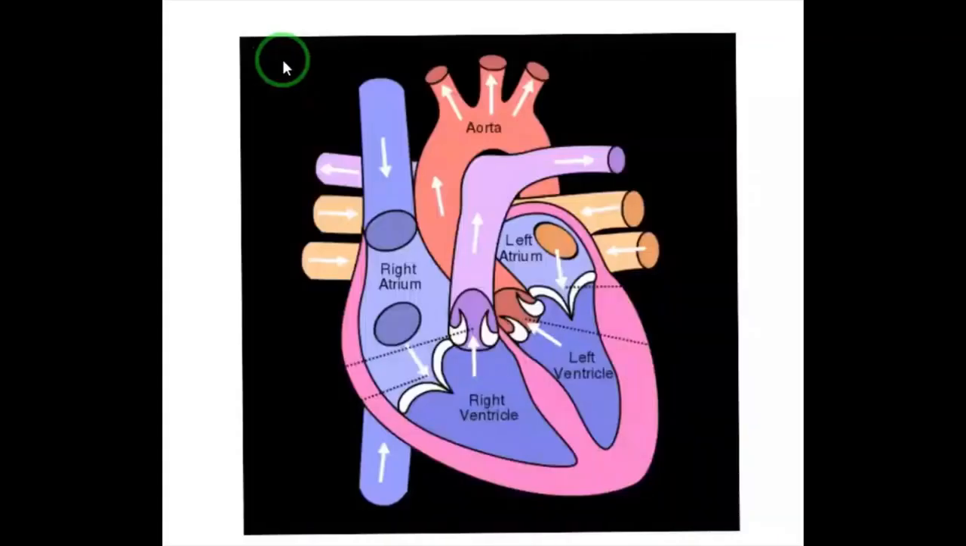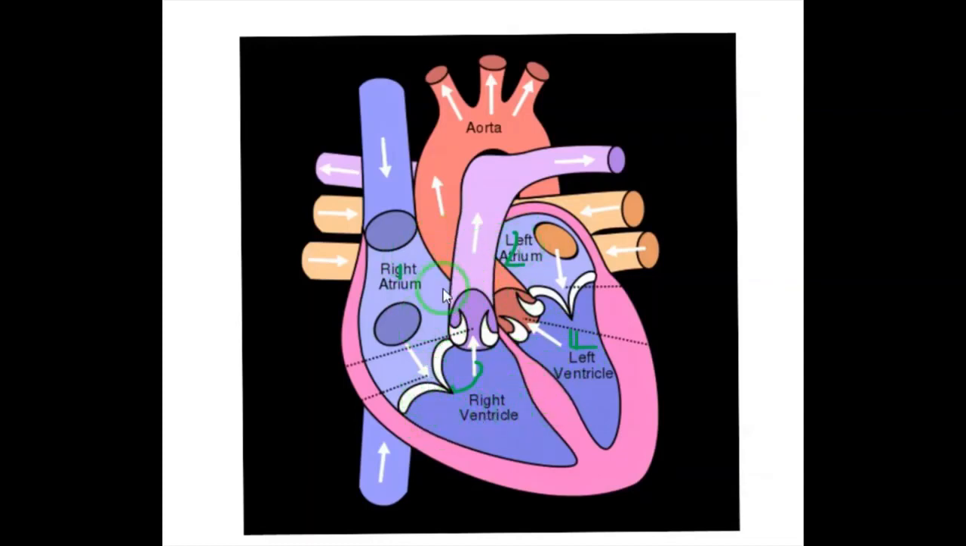Now let's see the structure of the human heart. The human heart is four chambered: first chamber, second chamber, third chamber and fourth chamber. Two auricles and two ventricles. This upper area is the auricle, then the lower area is the ventricles. So two auricles and two ventricles.